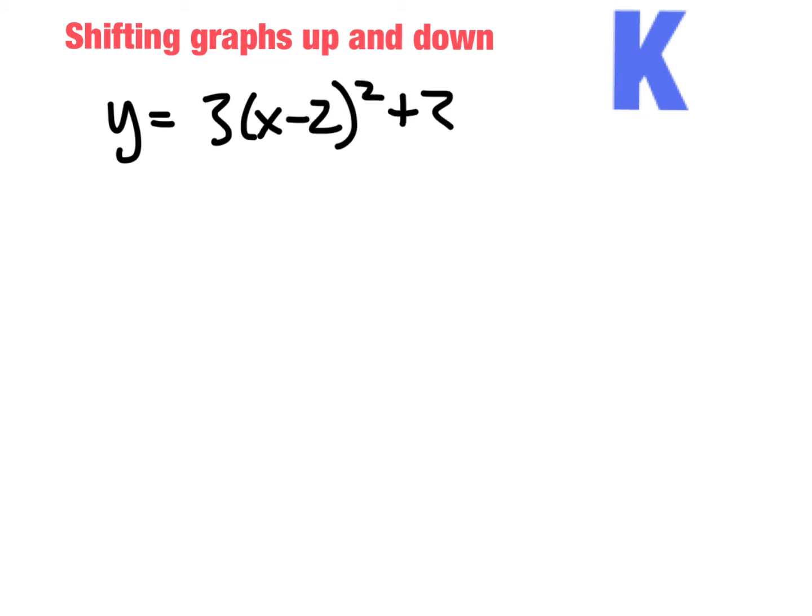We're going to start by focusing on the letter k. This shifts graphs up and down. K is always the constant hanging out on the outside. It's not attached to the x the way h was. So, for instance, if we had y equals 3 times x minus 2 squared plus 3, what would the value of k be? Well, k would be this 3 that's just hanging out.